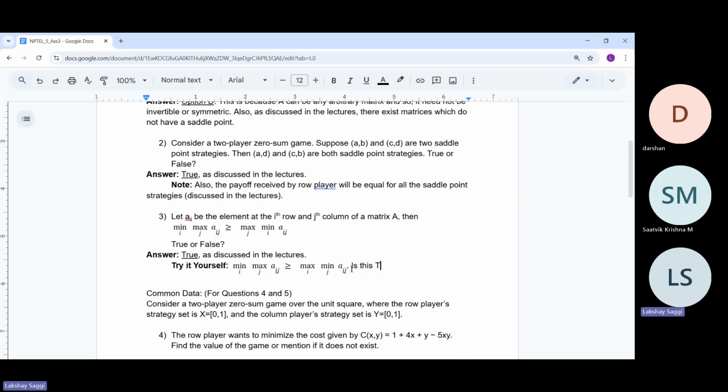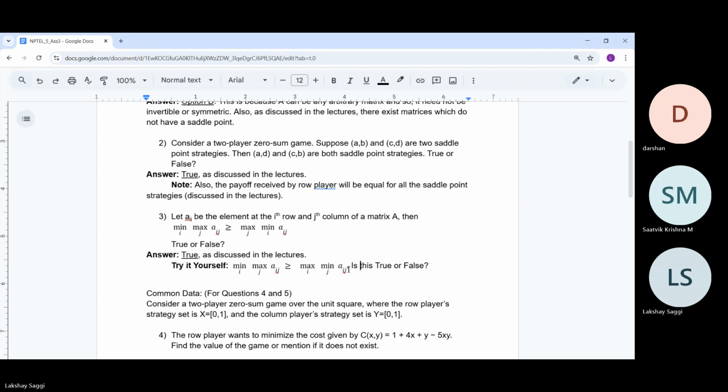Is this true or false? So is this updated question, this identity where you are taking the min over I, max over j, Aij, greater than or equal to max over I, min over j, Aij or not? Think about it for a minute, guys. I think thinking out these kinds of questions gives us intuition about matrices and will be a lot helpful when we are deeper into the course.